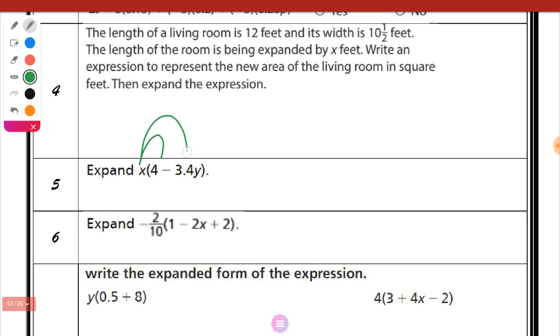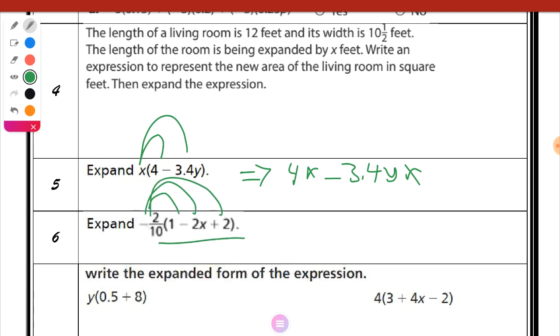Okay, next. Distribute. As we said before, the expanded form is to distribute. Distribute x here and x here. It will become 4x minus 3.4yx. Okay, the same in the next one, but we will use 3 terms. Also here, y multiply both number, multiply 4 by the 3 terms and find the answer. So it's easy to continue.